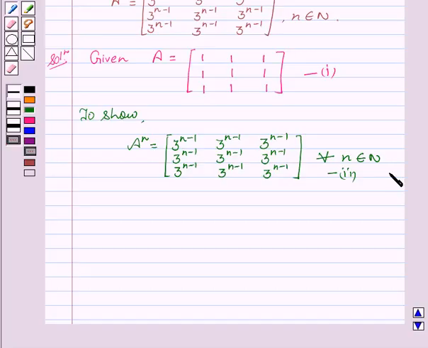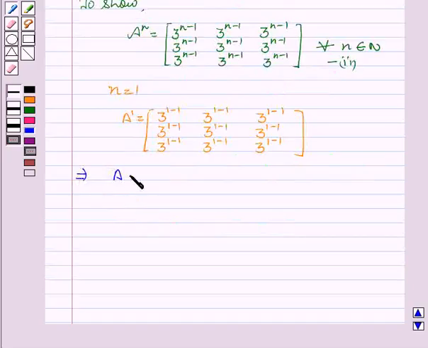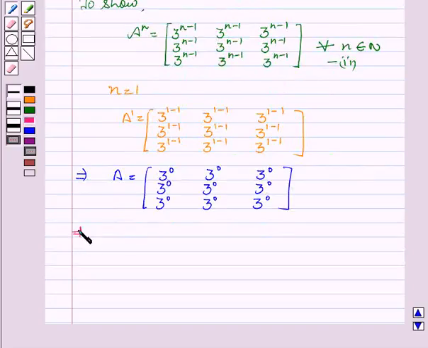Now we'll prove the result for n equal to 1. We get A to the power 1 equal to 3 to the power 1 minus 1, 3 to the power 1 minus 1, 3 to the power 1 minus 1, and similarly for the second row and third row. This implies A equal to 3 to the power 0, 3 to the power 0, 3 to the power 0, and similarly for the second and third rows, which gives the matrix of all 1s. As we all know, any number to the power 0 equals 1. So the result is true for n equal to 1.